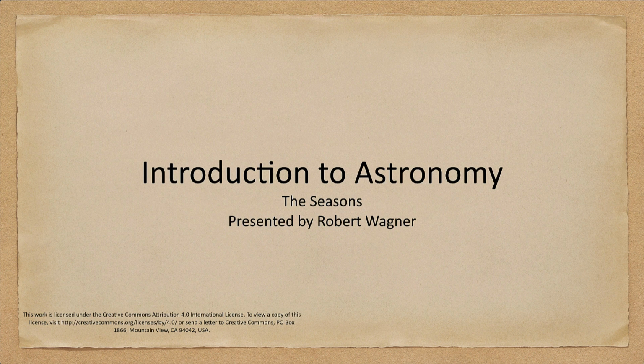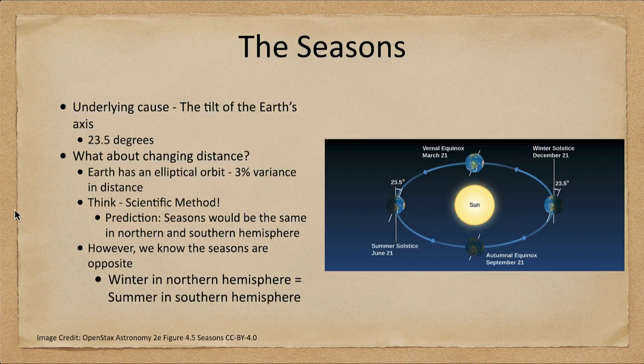In this video, we are going to be talking about the seasons and what the reasons are that cause the seasons to occur on Earth. So let's go ahead and get started. And first of all, what is the underlying cause of the seasons? Well, it is the tilt of Earth's axis by 23.5 degrees.